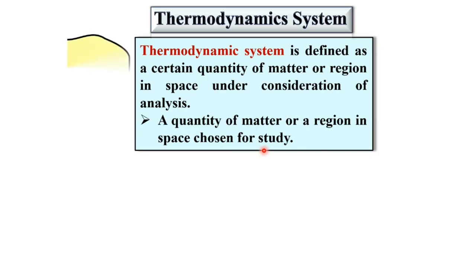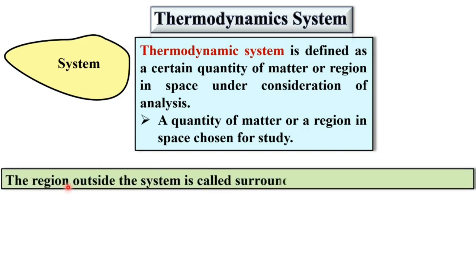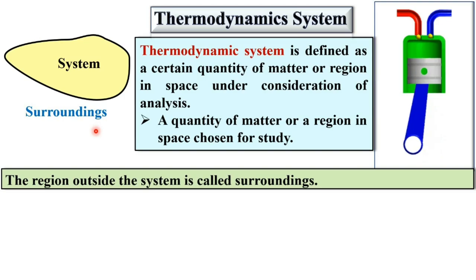So for example, if this is the region in space for the analysis, you can say this is the system. The region outside the system is called surroundings. So this is the system and the region outside of this system is called surroundings. I can write over here, this portion is the surroundings. Look at this figure. If we focus on the space between the piston and cylinder, this is called the system, and outside of this system is called the surroundings.